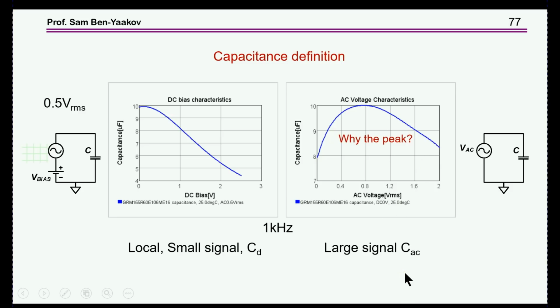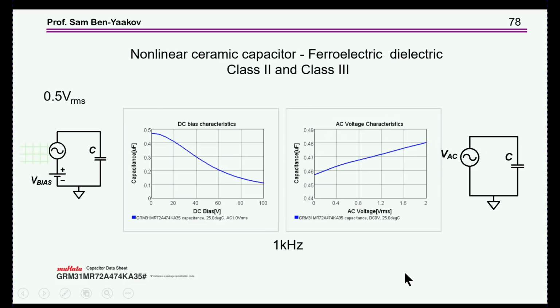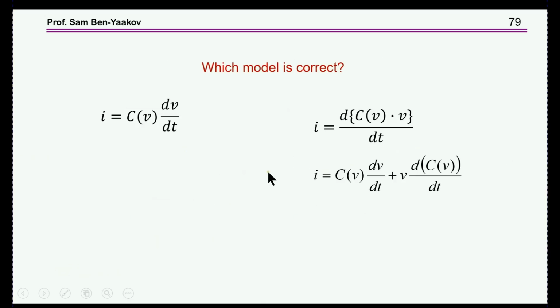So what's going on here? And this is typical of class 2 and class 3. We don't see it in the power electronics material, the NP0 C0G. Okay? So the question is, what is going on?